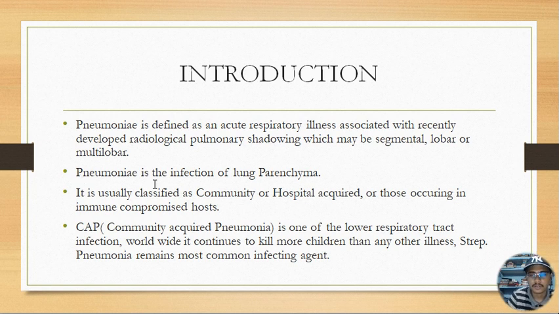Pneumonia is actually an infection of the parenchyma of your lung, and it can be classified as community or hospital-acquired, or those occurring in the immunocompromised host. The immunocompromised host means the person who has previously suffered from some kind of infections in their lungs. Okay. Community-acquired pneumonia, also called CAP, is one of the lower respiratory tract infections, meaning an alveolar infection. Worldwide, it continues to kill more children than any other illness, and Streptococcus pneumoniae, which is a bacteria, is the most common infecting agent of this.